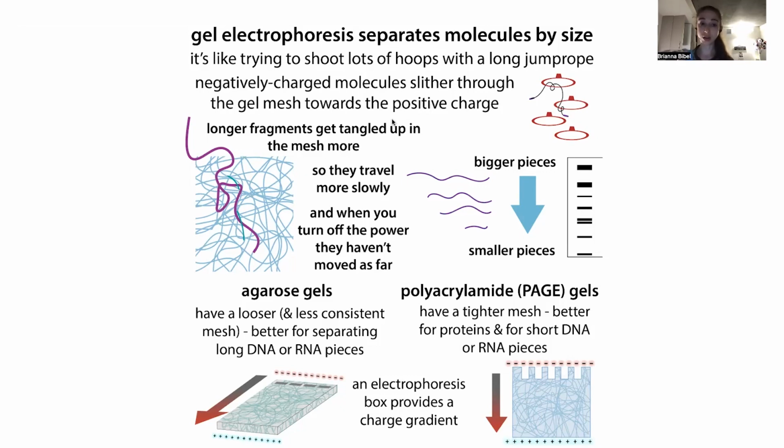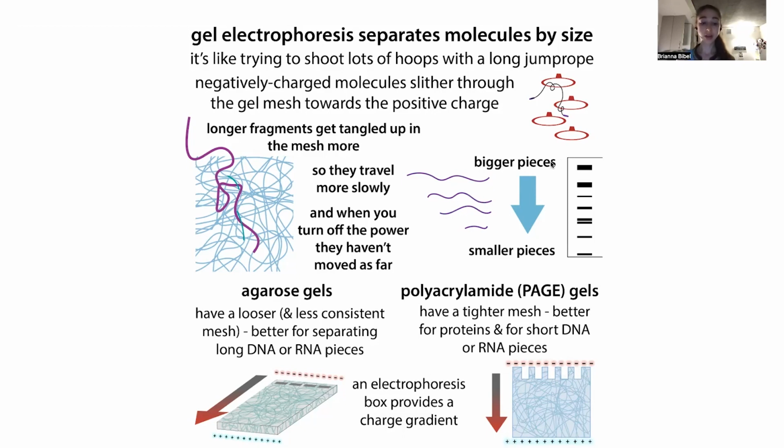You can alter the gel meshiness by using a higher percentage gel. It's going to be a tighter mesh, and therefore better for separating the little things, and the looser mesh is going to be better for separating the bigger things. The meshiness is going to influence how things run in the gel, as is how long you run the electricity. If you run the electricity forever, then the molecules are just going to come all the way out of the gel. If you didn't run it very long, even the smaller guys would still be higher up.